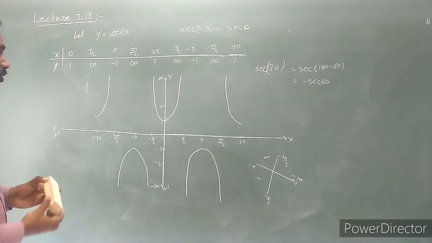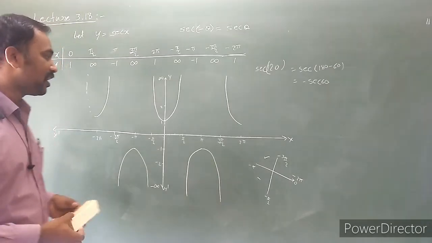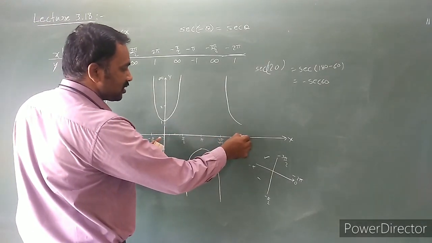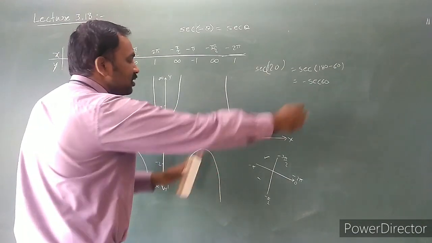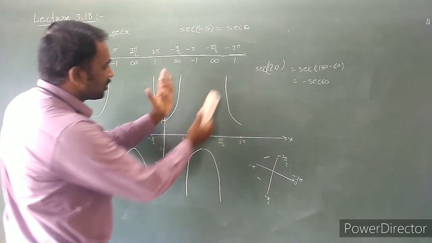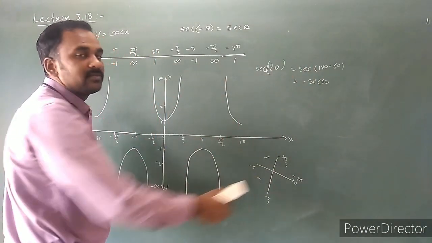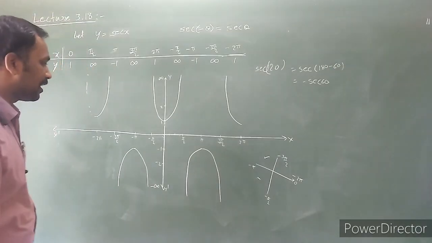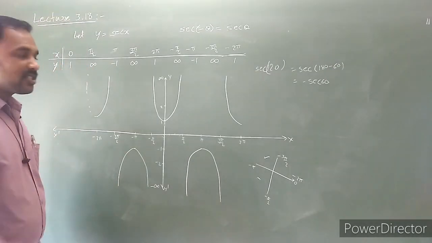Here, it repeats its value after 360 degrees. How does it repeat? Just consider 0 to 360. The same graph carries on. Here only half is considered, and the same half will carry on. Is that clear? So it will give its value again after 360 degrees. And the range is a subset.